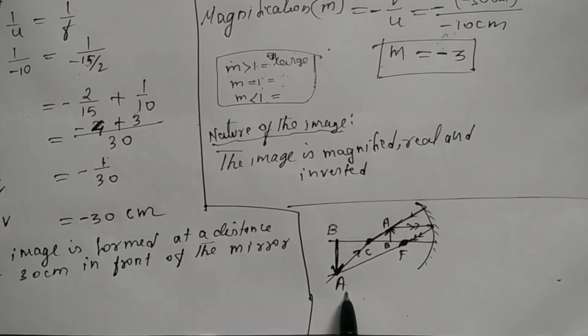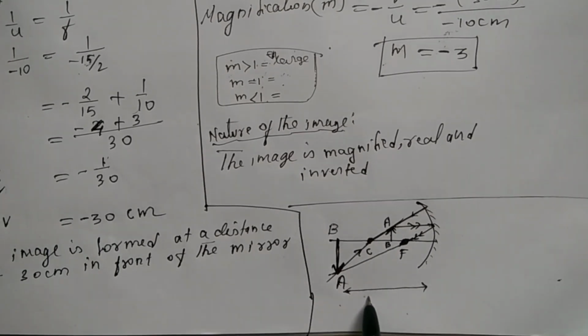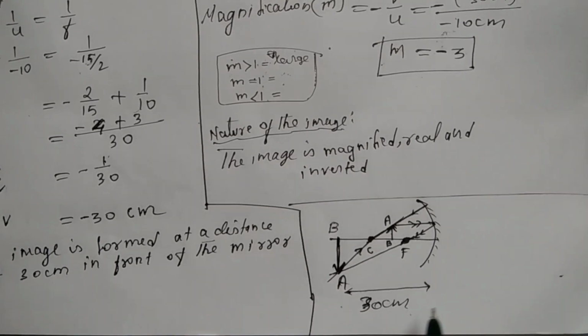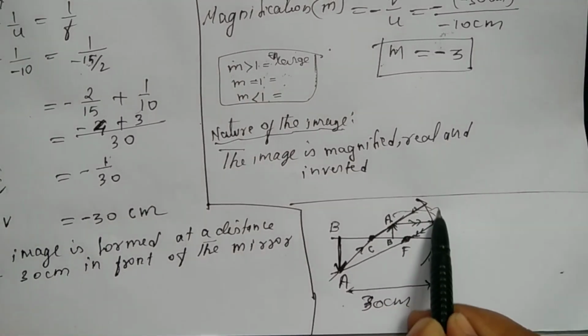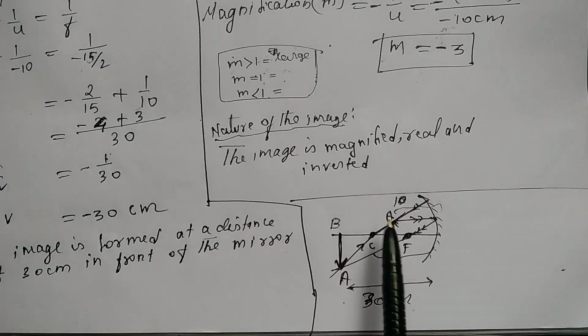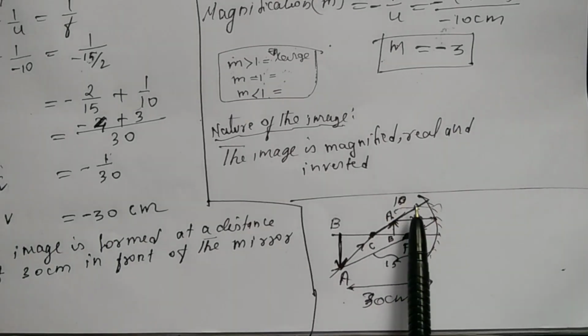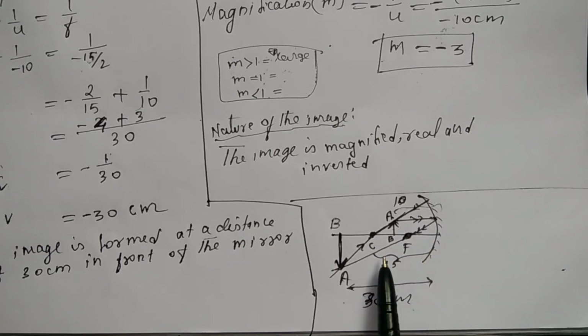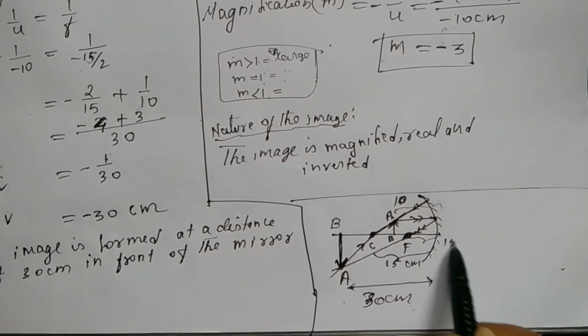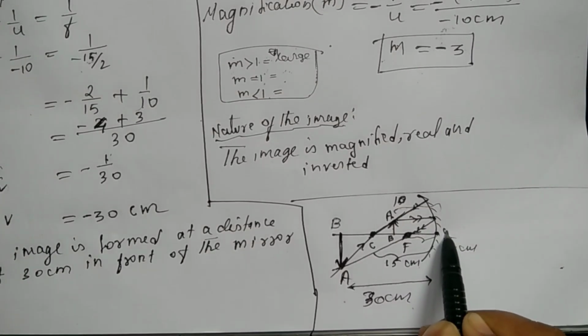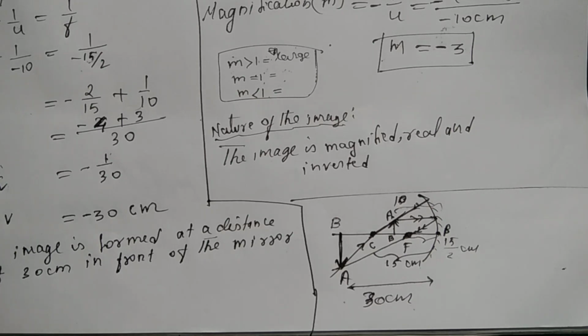And here the image distance is how much? We got 30 centimeter. The object distance, from the object to the mirror, is 10 centimeter, and the radius of curvature is 15 centimeter. The focal length, from here to here, we got 15 by 2 centimeter. This is the pole, right? This is the ray diagram for this numerical problem. So this way we have to solve.